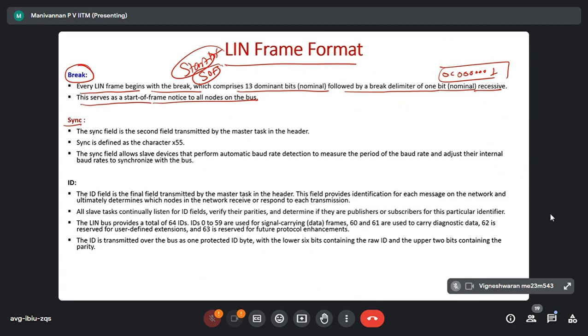Okay. Then next consists of sync bits. The sync field is the second field, transmitted by the master only. This is by master. This also by master. Correct? And then the sync field is defined by the character 0x55. So X means hexadecimal. Here X means hexadecimal. Anybody have an idea what is hexadecimal? Any idea? Base 16.